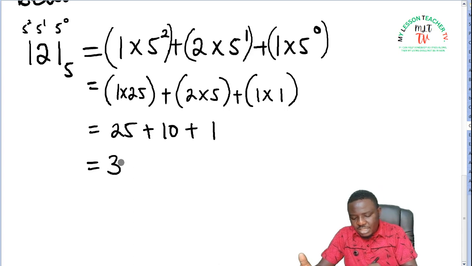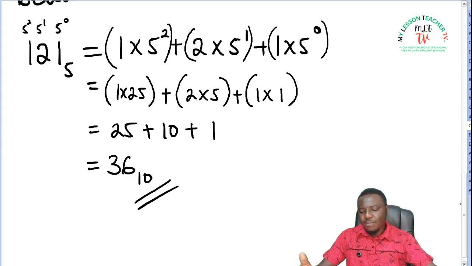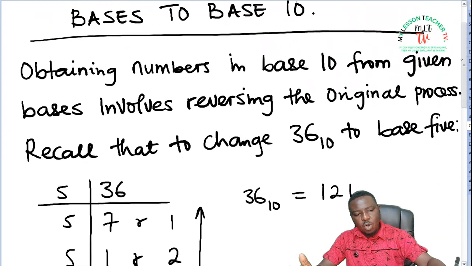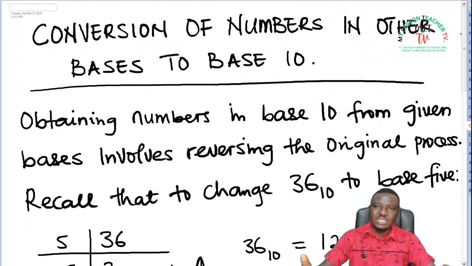35 plus 1 is 36. So this is said to be equal to 36 base 10. So this is how to convert from other bases back to base 10.